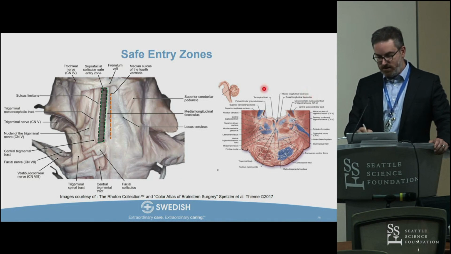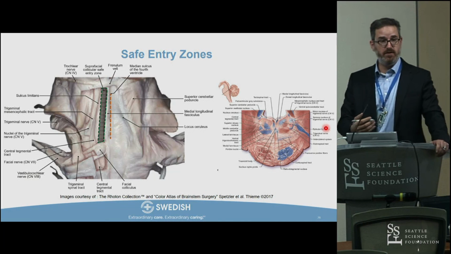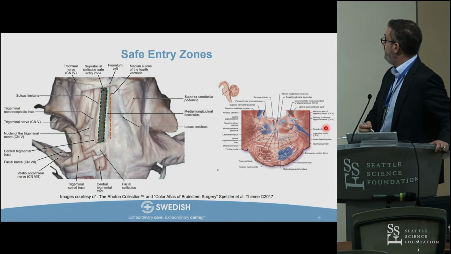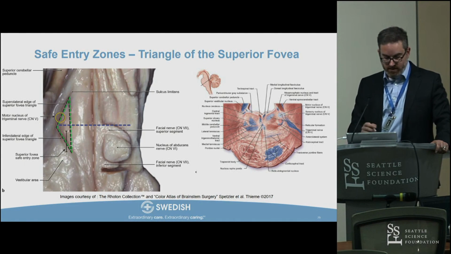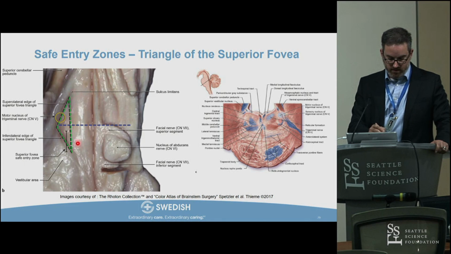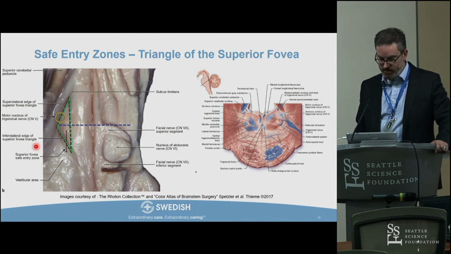And here's a cross section here. I'm happy to share these slides with you if you want to review it in a little bit more detail later. Here's that superior fovea safe entry zone, and again, we are bounded medially by the collicular mass, facial colliculus. Superiorly, really the motor nucleus of 5 is what's limiting us. Here's sulcus limitans running here. And then inferiorly, we are bordered by what is going to be facial nucleus out here, not shown on this one.